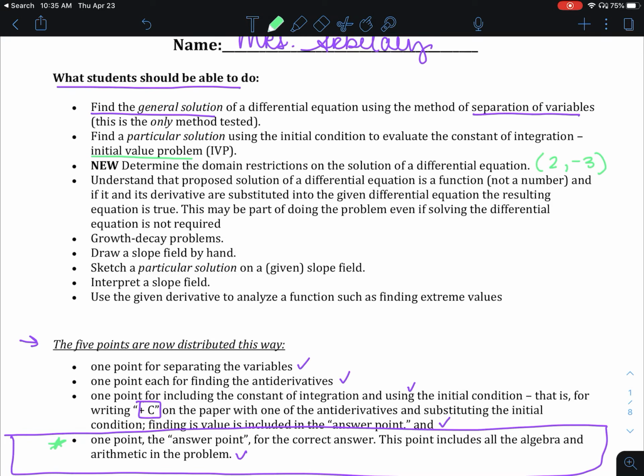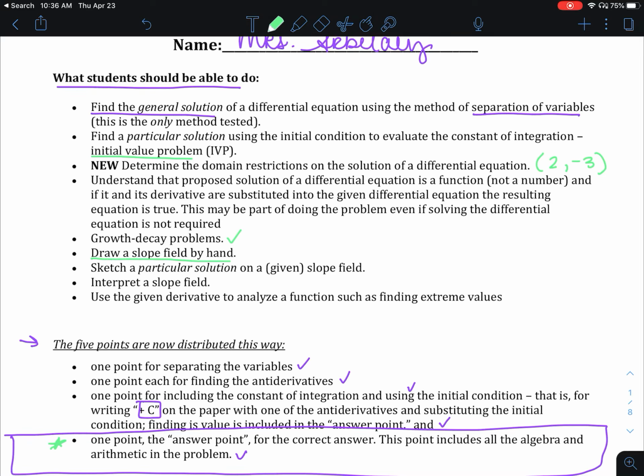This may be part of the problem even if solving the differential is not required. There is some growth and decay, typically not in these problems. We see a lot of that more with multiple choice, and of course we don't have that this year. I don't think you're going to draw a slope field by hand, not that that's hard for you.